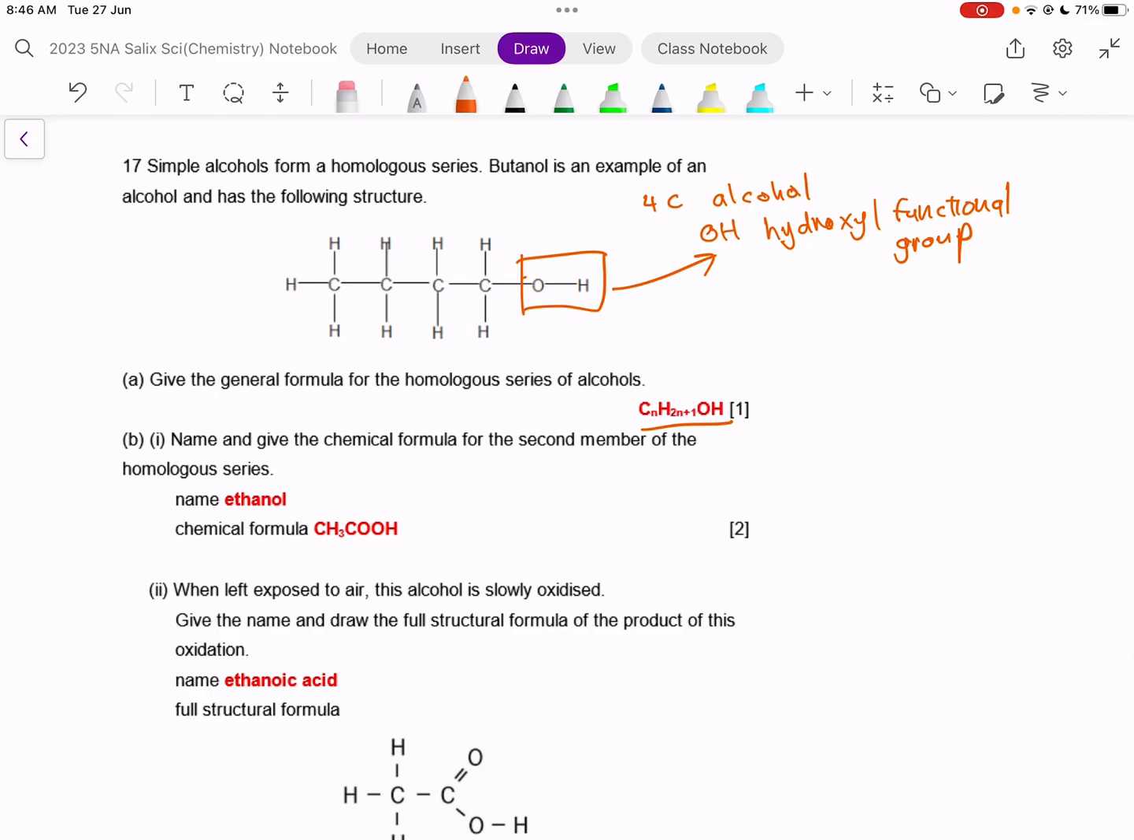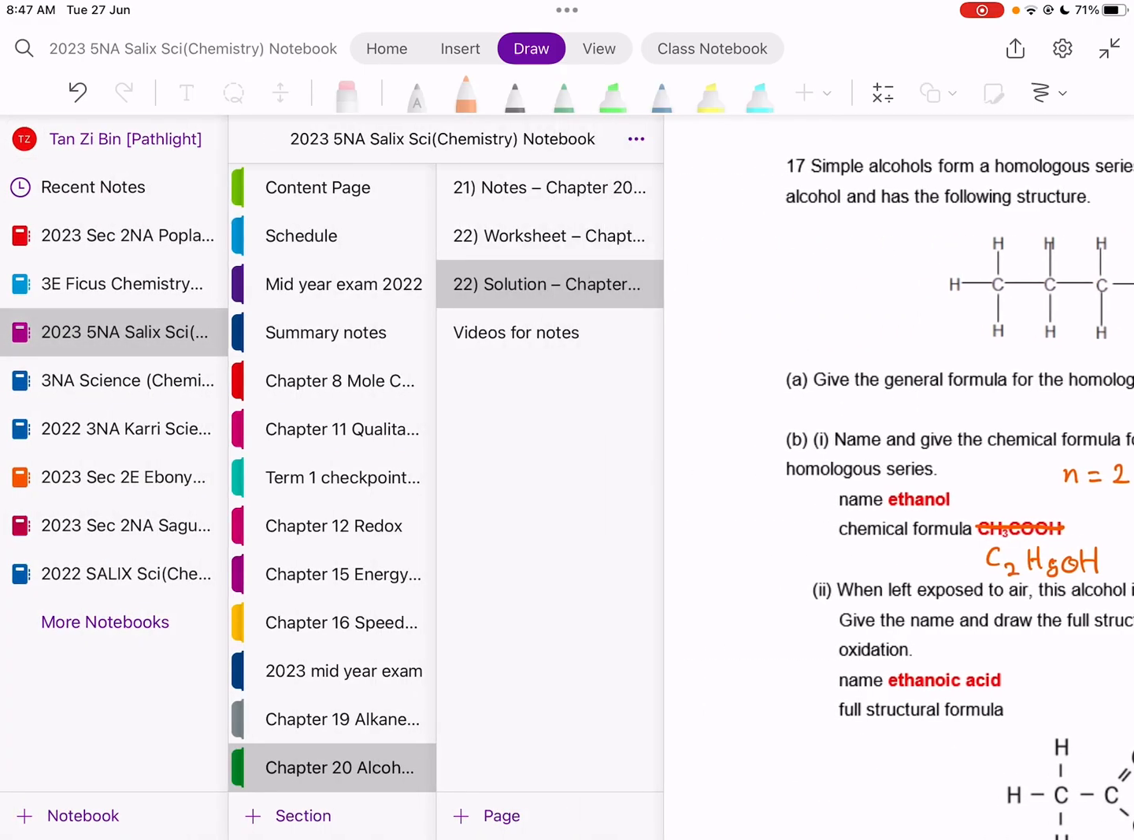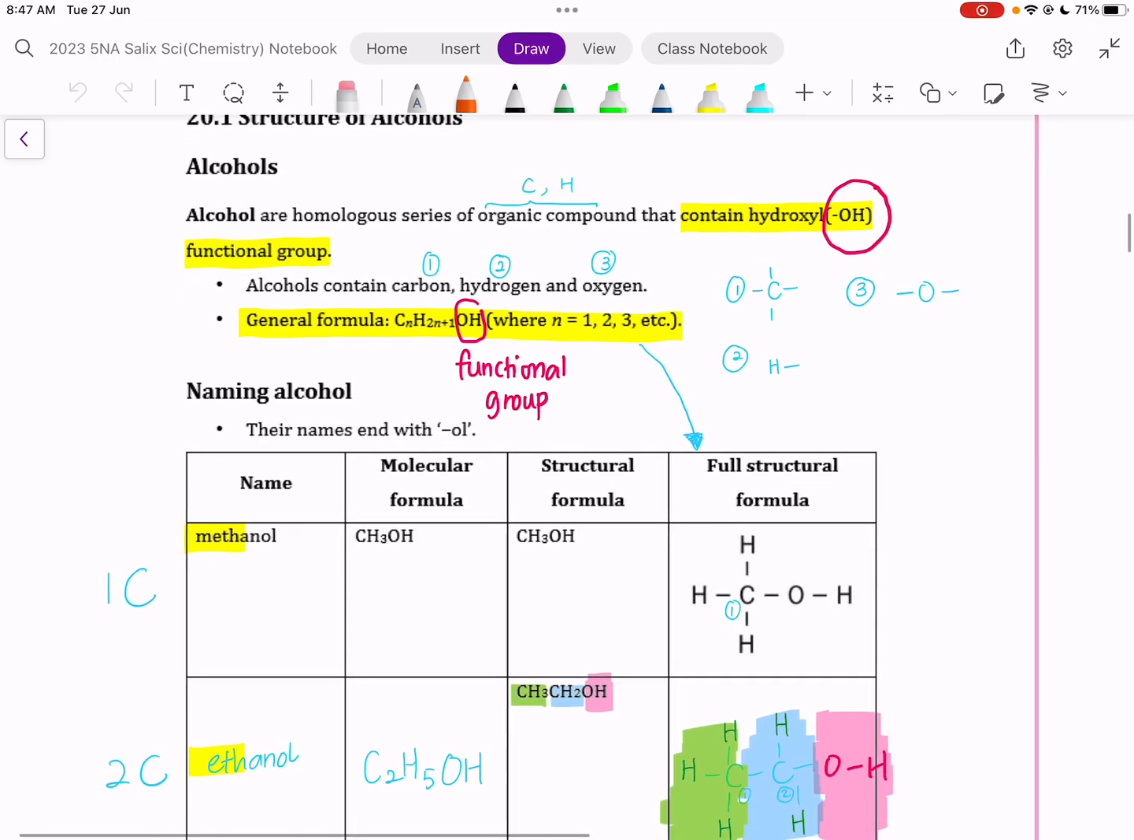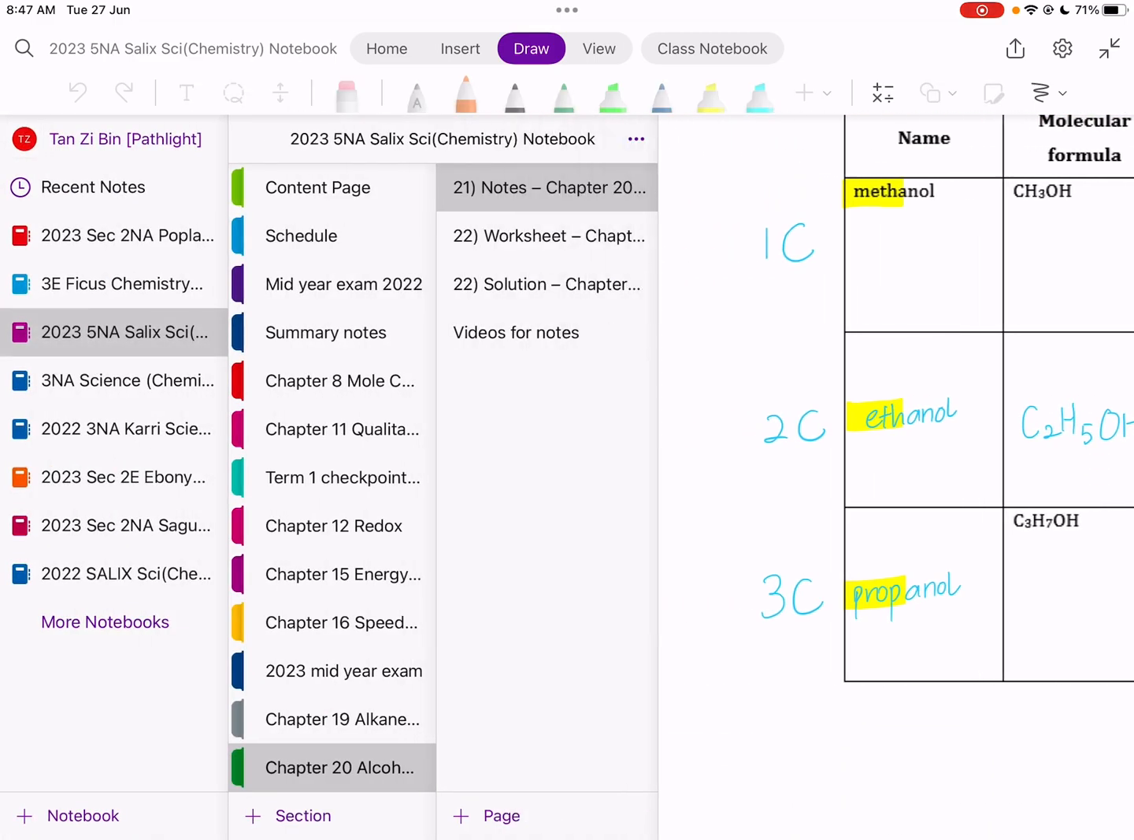So you want the second member, that means the 2 carbon alcohol. You use 2 carbon, you start with "eth", and then in terms of the naming, you add "anol". This part means 2 carbon, this part means it's an alcohol. So ethanol, C2H5OH. You can use the general formula to answer this, just sub in n equals 2. You should be able to see it in your notes. It ends with "anol": methanol, propanol.